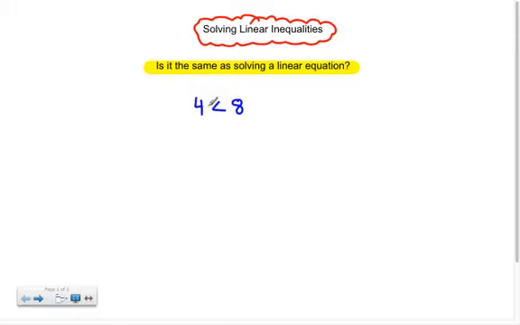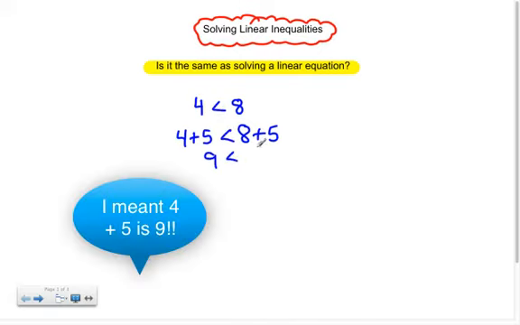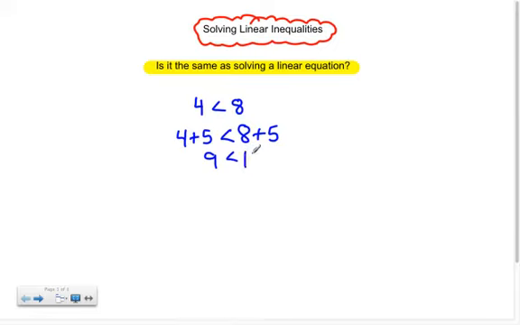Now, let's say I decided to add 5 to both sides, as I would with an equation. So if I have 4 plus 5 on the one side, and 8 plus 5 on the other, is the inequality sign still true? So 4 plus 5 is 9, and 8 plus 5 is 13, and 9 is less than 13, and so this is still true.